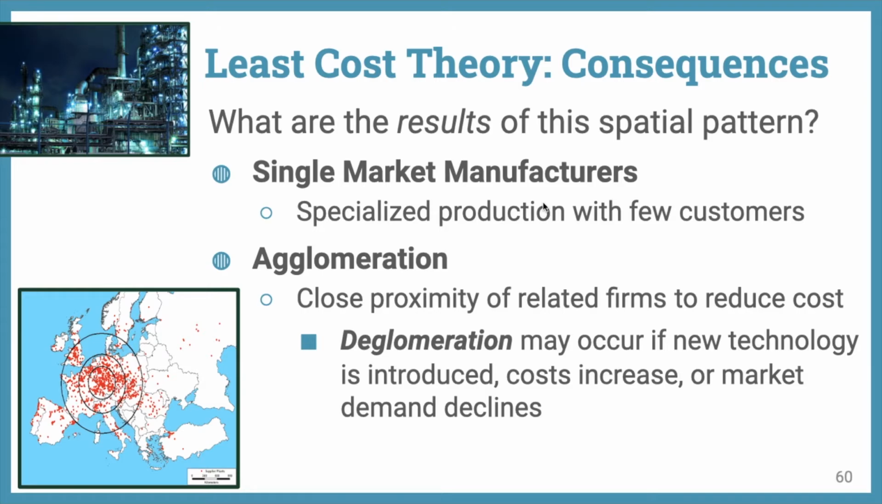The other major consequence of least cost theory is agglomeration. Agglomeration occurs when interrelated businesses, companies that are tied into the same industries, develop in close proximity to one another to reduce cost, which makes sense. But the economy in that area becomes heavily based on that particular industry. And if things change, for example, if the demand for the products produced in that industry goes down, we can also see deglomeration occur, which can lead to population collapse.